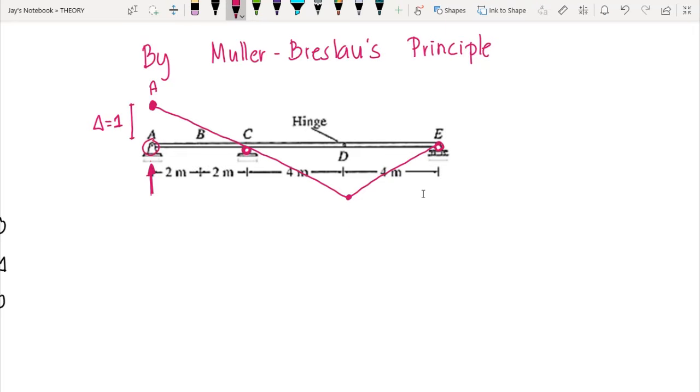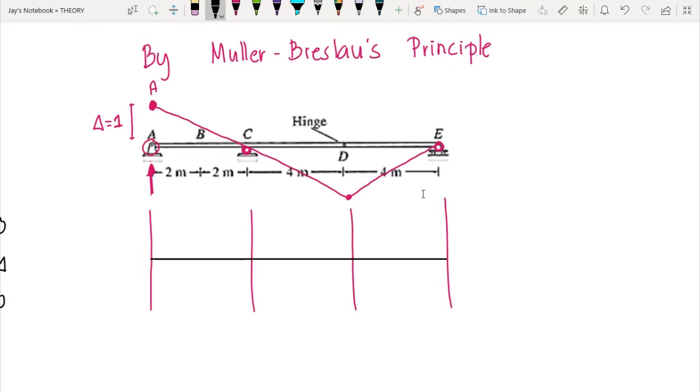Okay? So as you can see, the deflection of our beam is similar to our influence line, correct? So that means at point A, there's a movement of 1 coordinate. Okay?